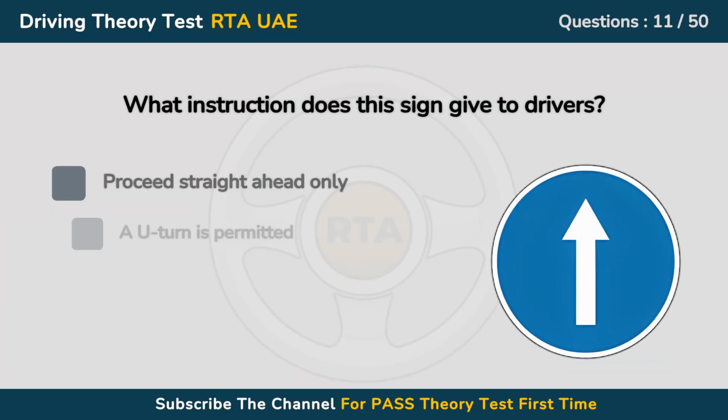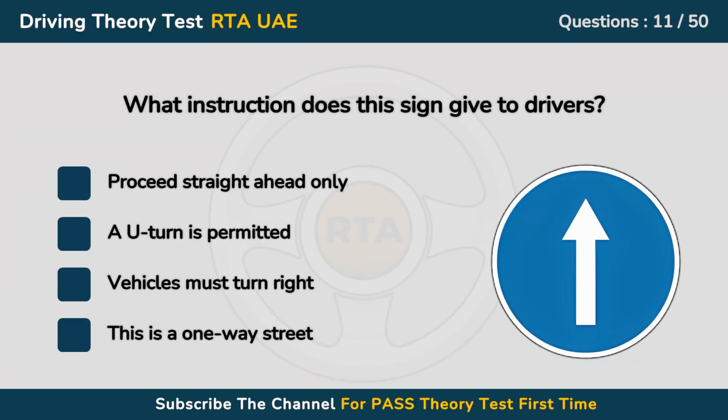Question 11. What instruction does this sign give to drivers? A. Proceed straight ahead only. B. A U-turn is permitted. C. Vehicles must turn right. D. This is a one-way street.